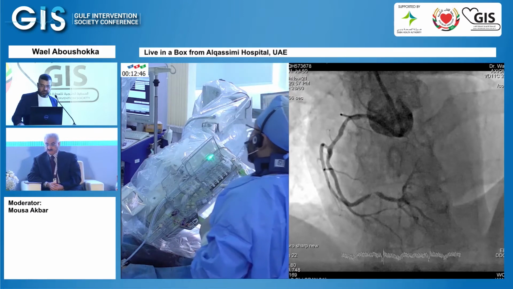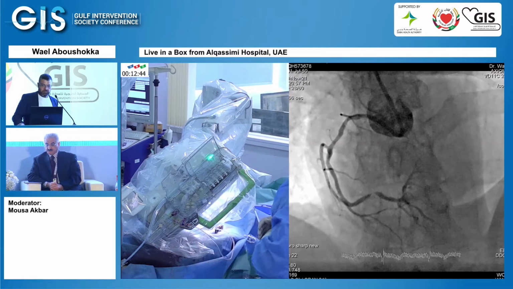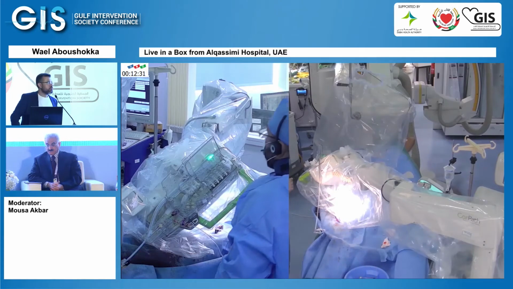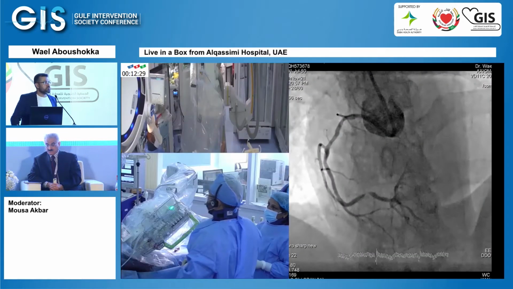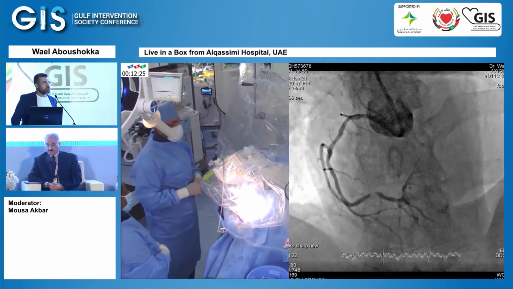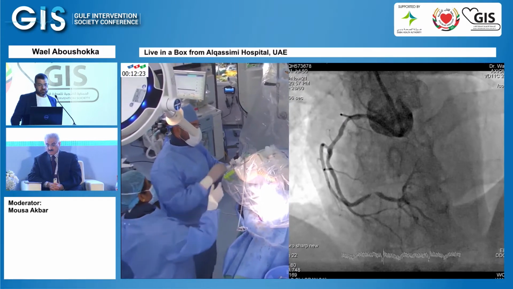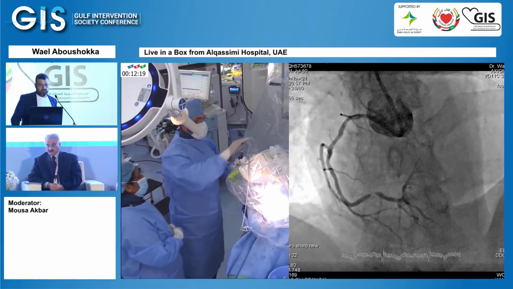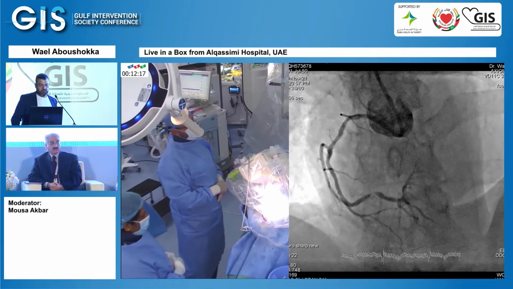So our plan is to put two wires, one in the PLA, one in the PDA, and then fix the distal RCA, balloon the distal RCA, and then we will decide about the technique for the bifurcation, one stent technique or two stent technique. We'll try to demonstrate during the wiring technique using the robot artificial intelligence.